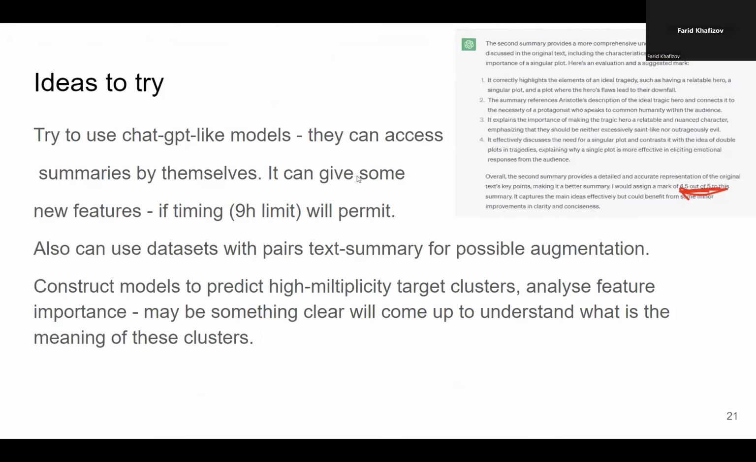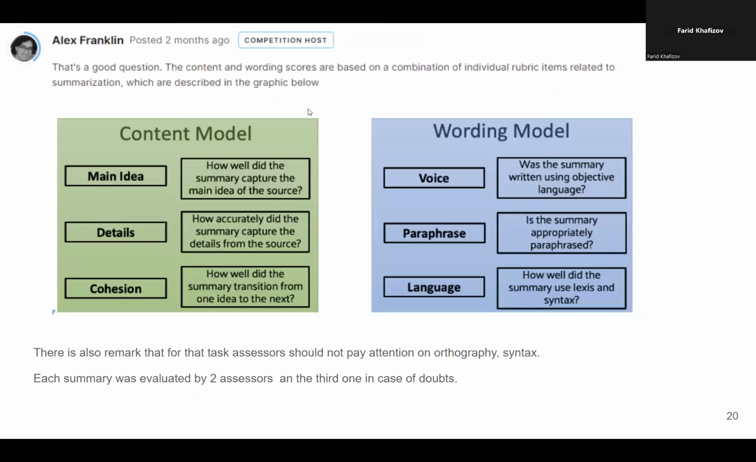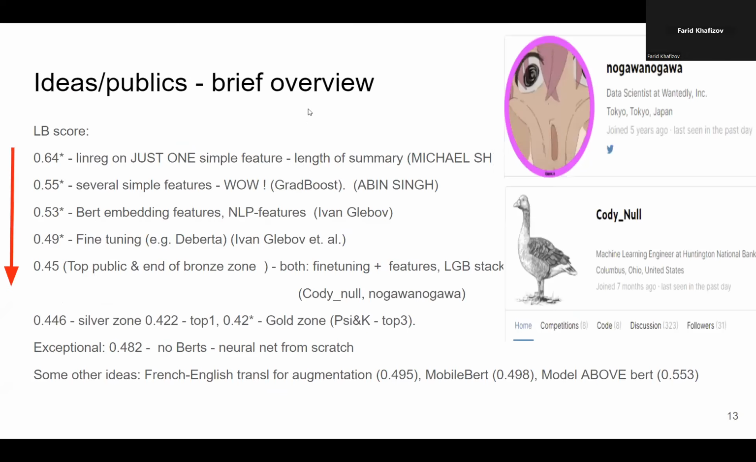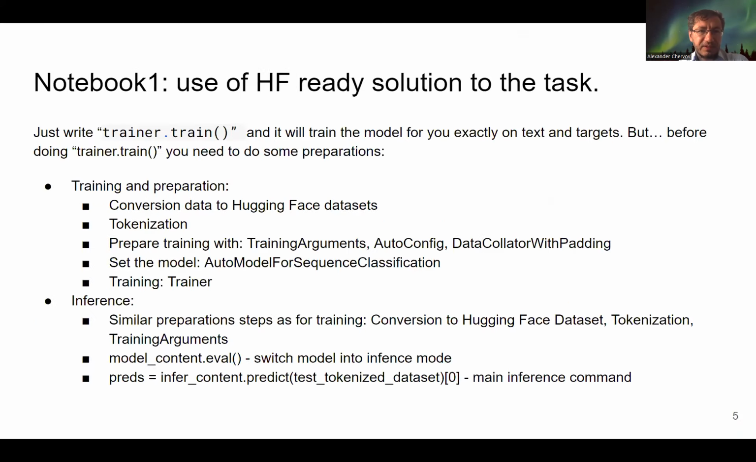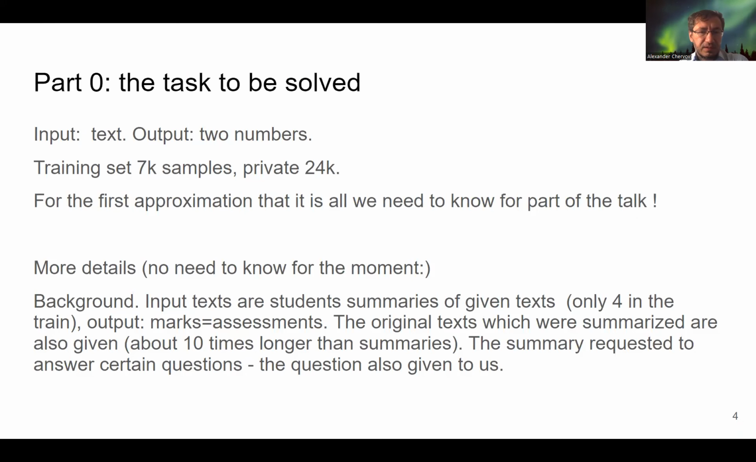And a final question: when you said 7,000, 24,000, what's the difference between those two sets? 7,000 is the training set, and the private dataset is where our models will be estimated, which we don't see. This is 24,000. Got it. All right, thank you. You're welcome.